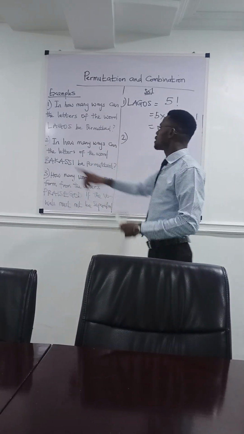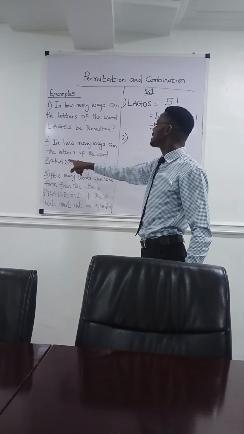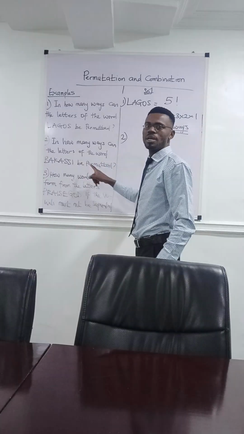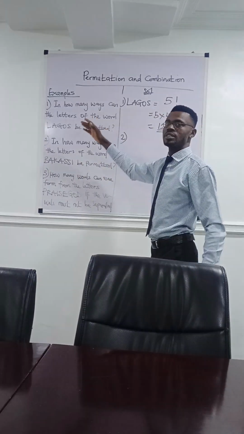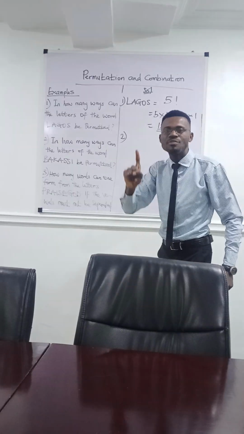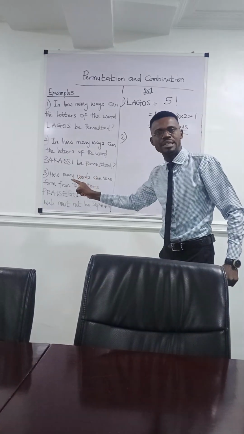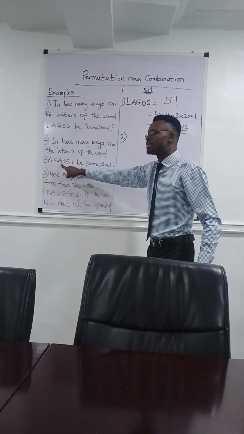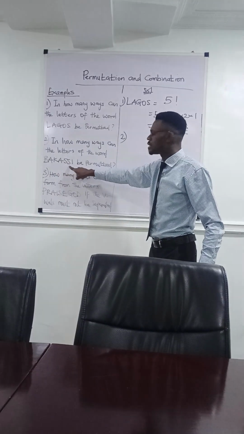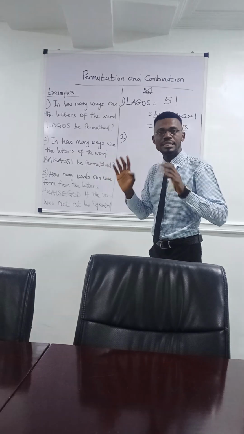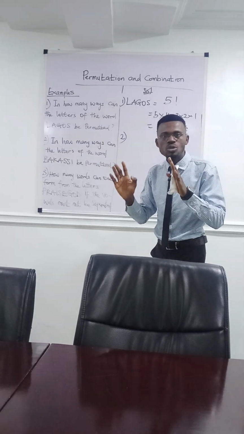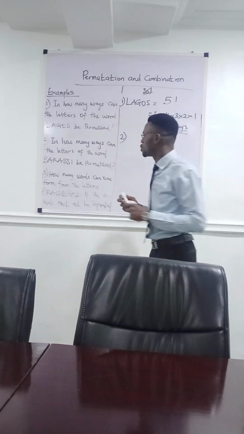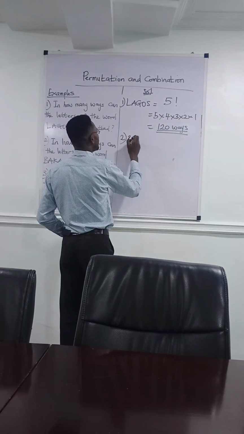Example 2 says, in how many ways can the letters of the word Bakassi be permuted? This is similar to the first, but we have repetitions in this particular example. What do I mean by repetitions? You can see the letter A is repeating itself twice. The letter S is repeating itself twice. The same format applies, but I'm going to show you how to handle the repetition. Now for Bakassi.